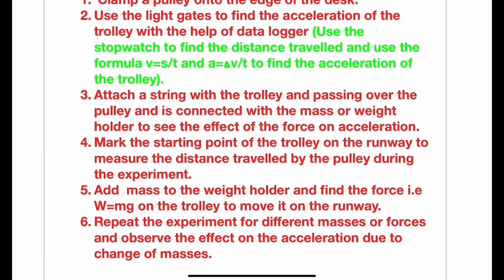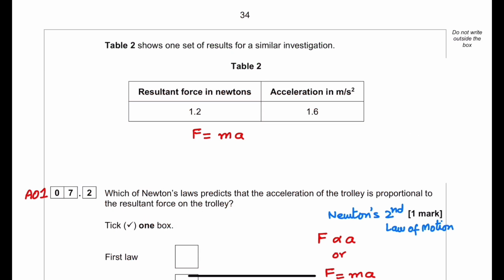Add mass to the weight holder and find the force, W equals mg, on the trolley to move it on the runway. The student will repeat the experiment for different masses of the forces and observe the effect on the acceleration due to the change of masses. Table number 2 shows some relation between the force and the acceleration. The force is 1.2 Newton, the acceleration is 1.6 meter per second square.